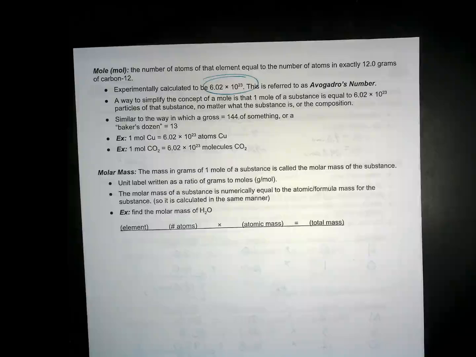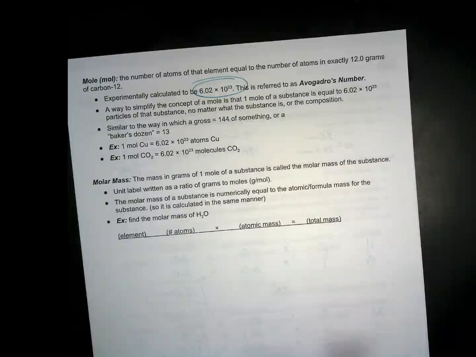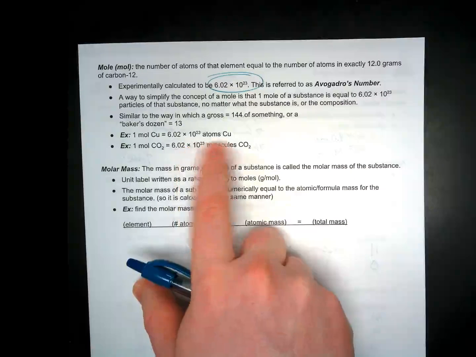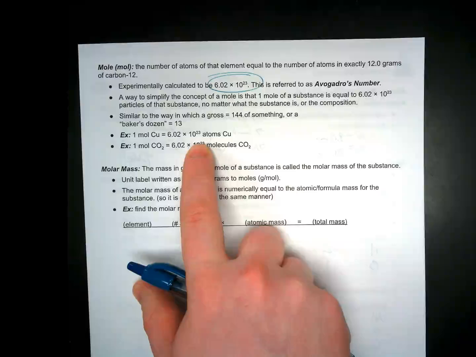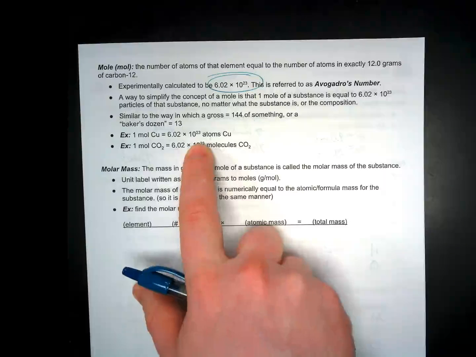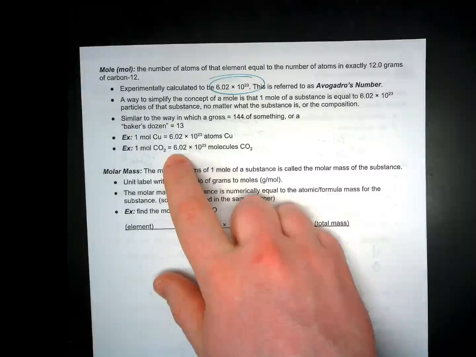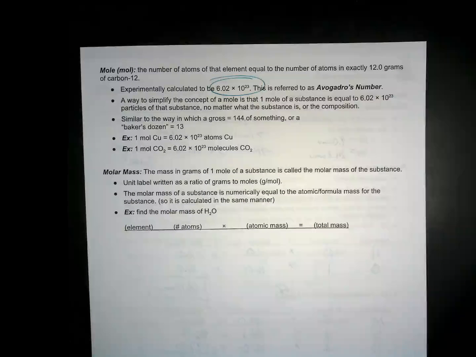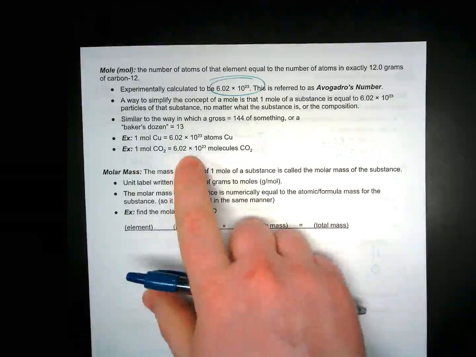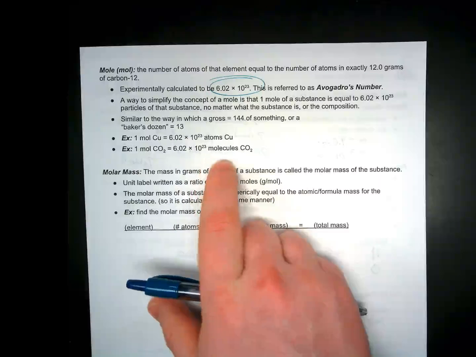Okay? So it's to say this, that again, no matter the composition, no matter the stuff, 1 mole of copper has this many particles. It has this many, in this case, atoms, 6.02 times 10 to the 23rd atoms. Whereas 1 mole of CO2, a molecule, has 6.02 times 10 to the 23rd molecules of CO2, okay?